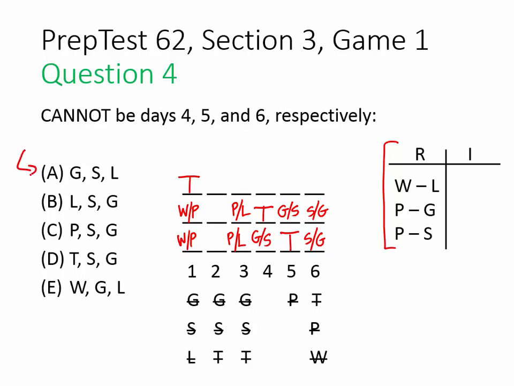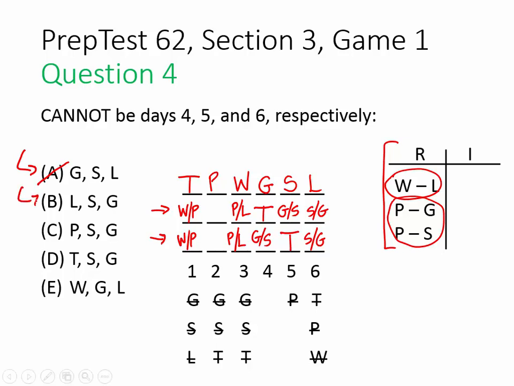Let's take a look at A. Could this ever be days 4, 5, and 6? Well, here, certainly not, and here, certainly not. Would it be possible to put G, S, and L up here? Let's try it out. Nothing stops us from putting G here, nothing stops us from putting S here, and nothing stops us from putting L there. We still have P before both G and S, and we still have W before L. So this one seems like it can be days 4, 5, and 6. That's not what we're looking for.